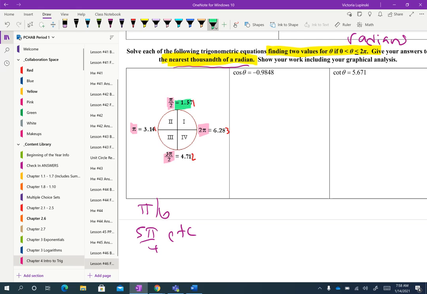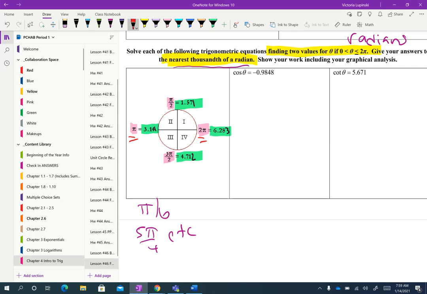So 1.571, that would be pi over 2. 3.141, that would be pi. 4.712 is 3 pi over 2, and 6.283 is going to be your 1 revolution. So personally, I think I'm just going to use pi and 2 pi. But again, if you're going to round, those are the values that you would be using.